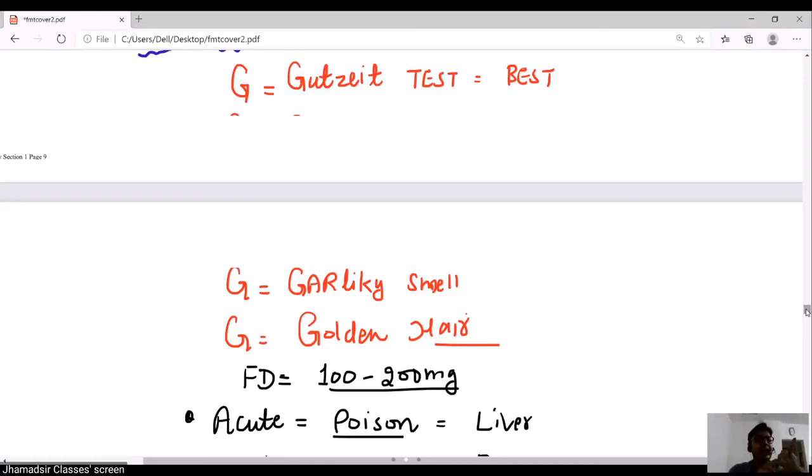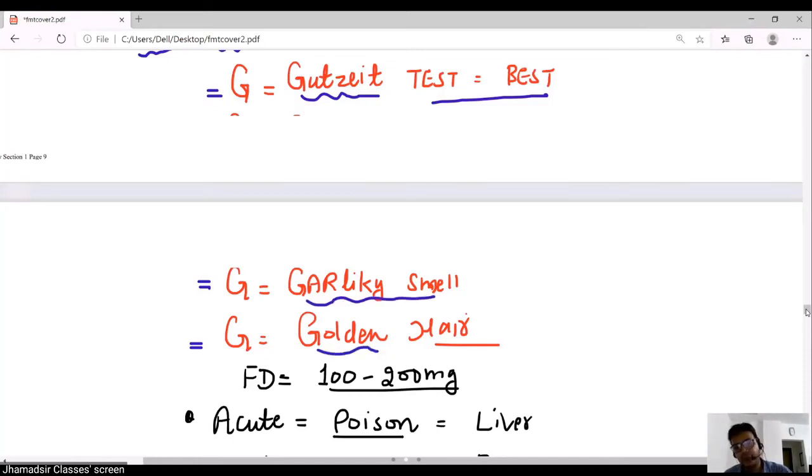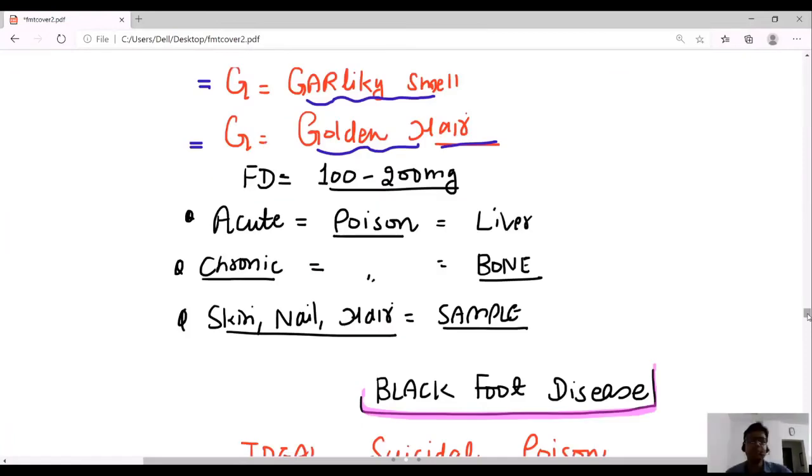Now, arsenic is done: Aldrich-Mees line, red velvety mucosa, raindrop pigmentation, neuropathy, iron oxide is an antidote, it mimics cholera. Now, three important G's for arsenic. G for Gutzeit test, which is the best test for arsenic. G for garlicky smell, and G for golden hair. Golden hair is seen in arsenic poisoning.